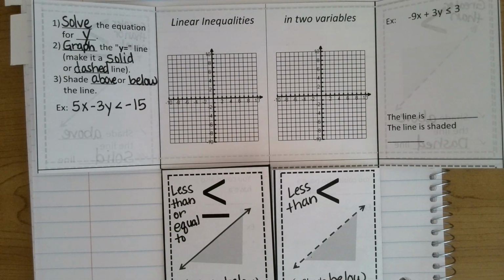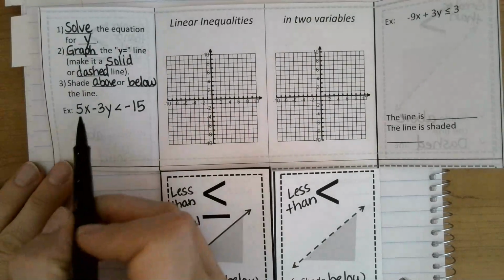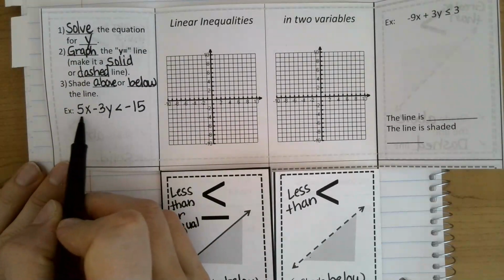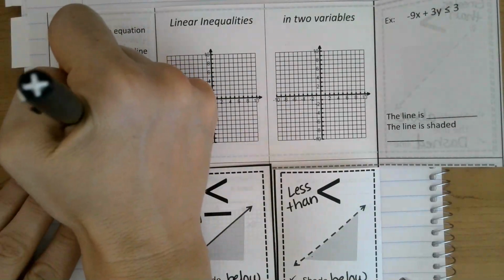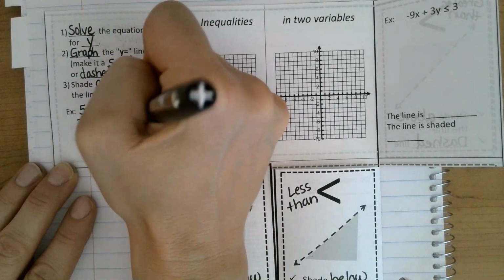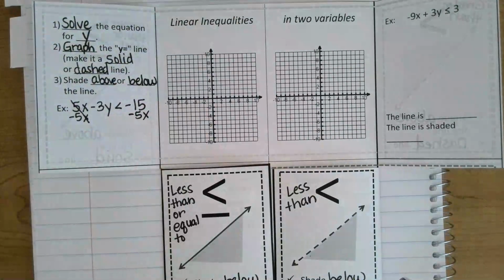So let's say we have, for the example, 5x minus 3y is less than negative 15. So again, just like the bell ringer, we need to isolate y. So how would we go about that? What would be the first step? Subtract 5x. So yeah, if your x term is on the same side as y, we want to move it to the opposite side. So minus 5x from both sides. Then we cancel those out.